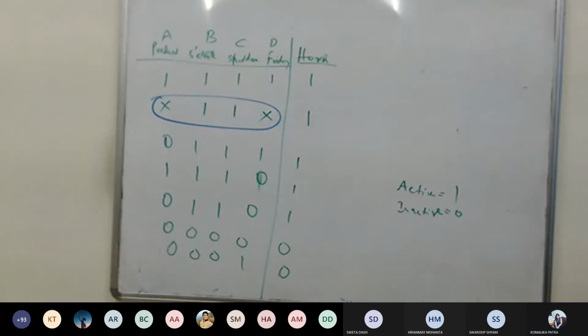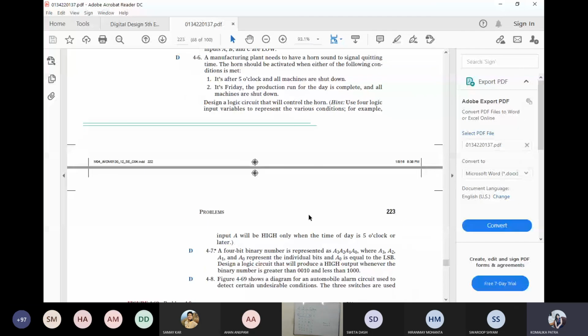Ma'am, for the point four, the horn should be activated when either of the conditions is met. That is what we have to do some brainstorming on. It's not necessary that I have concluded one. First, the initial things I have kept: initial active and inactive, high and low I have suggested. Then afterwards, the first one is after 5 o'clock and all machines are shut down.